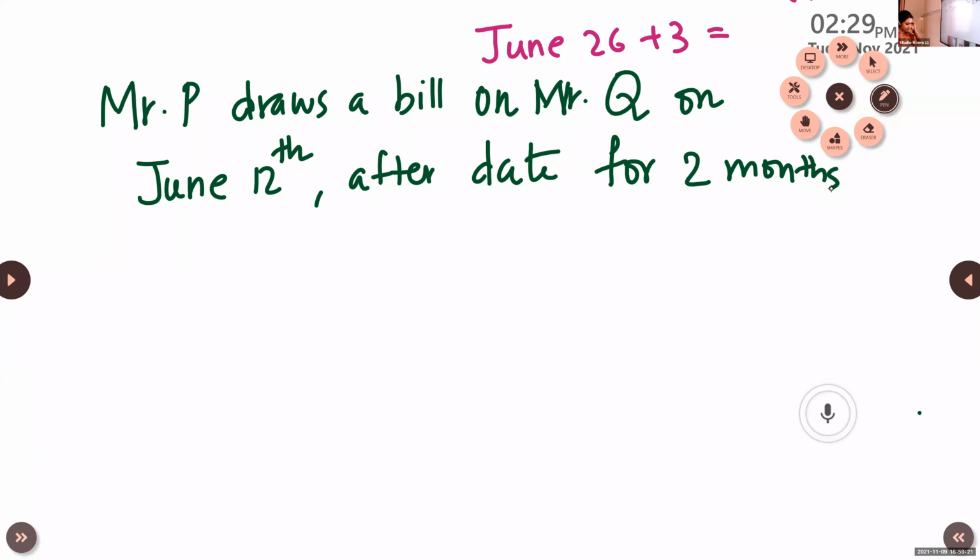Pranav, what is your answer? August 14. Why August 14? 15th is a holiday. Right, 15th is a public holiday. On account of what? Pranav, you also 15th August? Okay. What is the specialty of August 15? Independence Day. Okay, so it is a holiday.